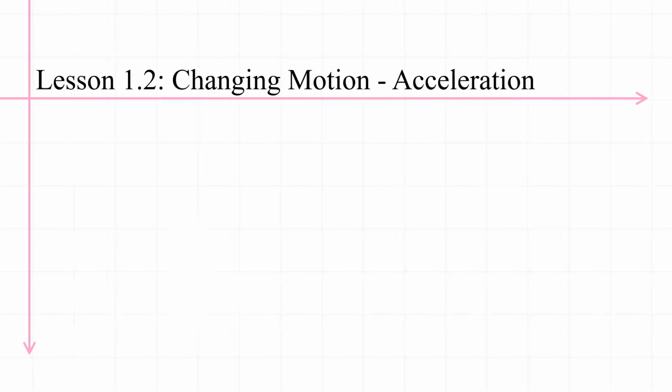In the previous lesson, we learned about the basics of motion. In this lesson, we're going to learn about the next step up. What happens when motion changes? Or in other words, what happens when an object accelerates?